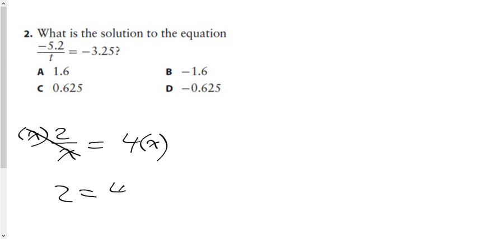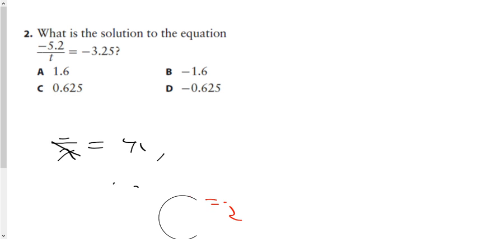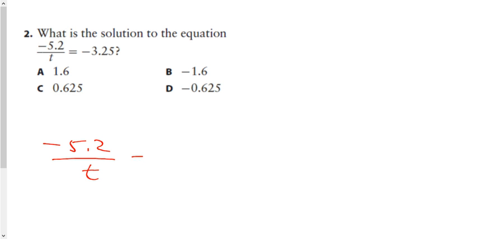And 4 times x is now 4x. I now have a one-step equation. Divide both sides by 4, and I have x equals a half. Okay, so when the variable's in your denominator, it really becomes a 2-step equation, even though it looks like a 1-step. So going to this question here, if I take negative 5.2 over t is equal to negative 3.25, my first step is going to be to multiply both sides by t.